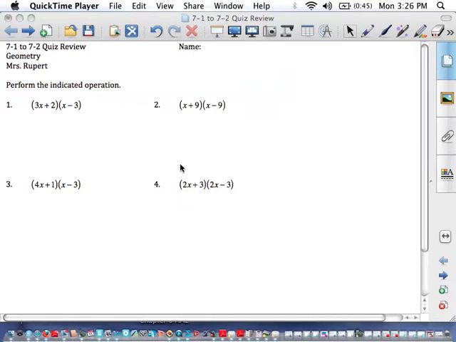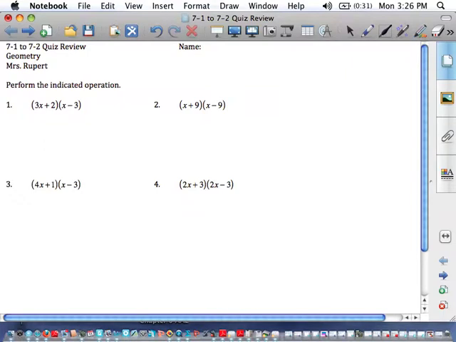Okay, this is the quiz 7172 review. The quiz is tomorrow, and this is very similar to the questions you will see tomorrow. So the first four ask you to perform the indicated operation.